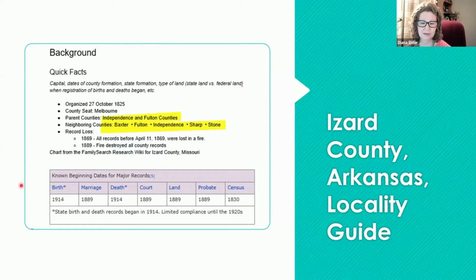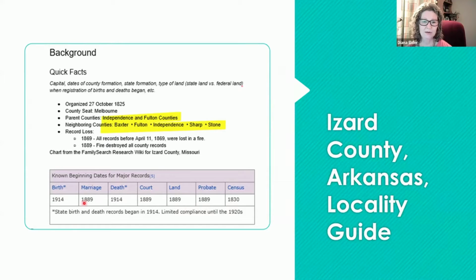My current research project is centered in Arkansas and Izard County. So here's my original locality guide, the little bit about background here at the beginning. And you can see that I took this information from the FamilySearch wiki, and I took this table, and this is a burned county. So even though this county was organized in 1825, because of the record loss, there is nothing for me to use past or before 1889 except for the census. So the census is great, but obviously I'm missing a lot of key records here.